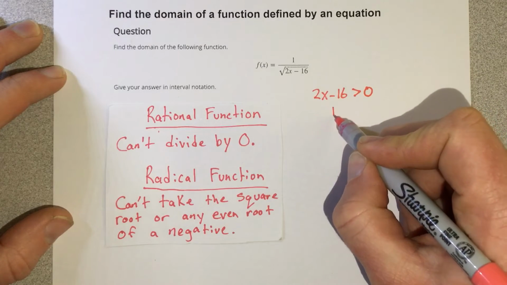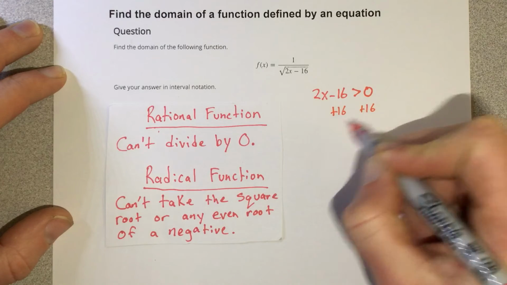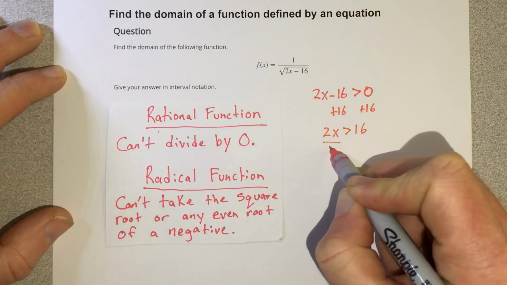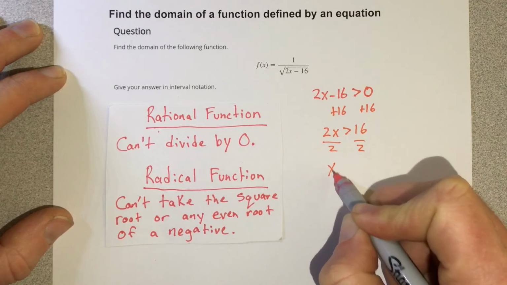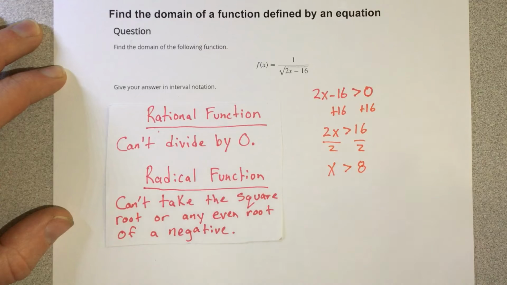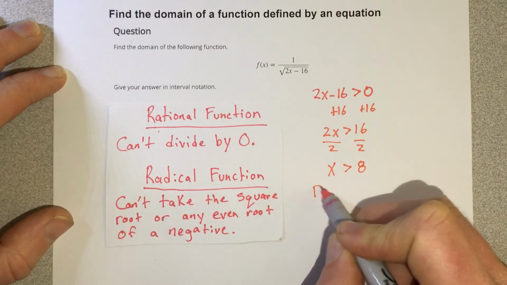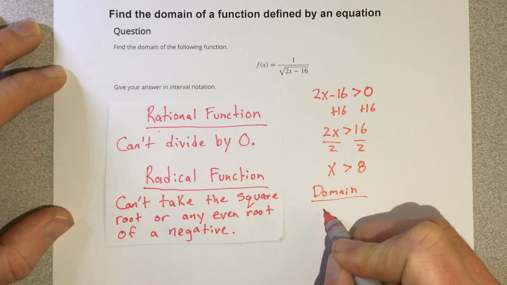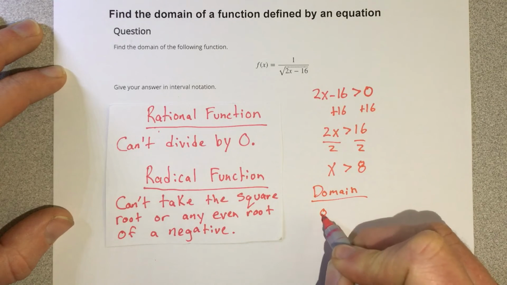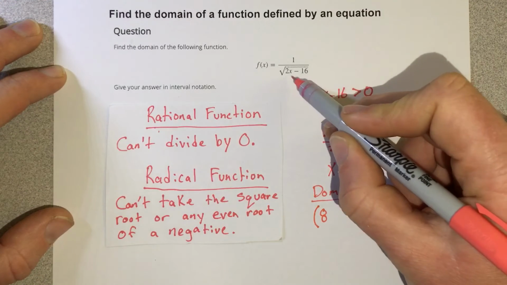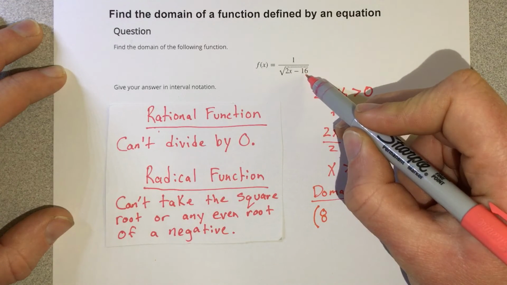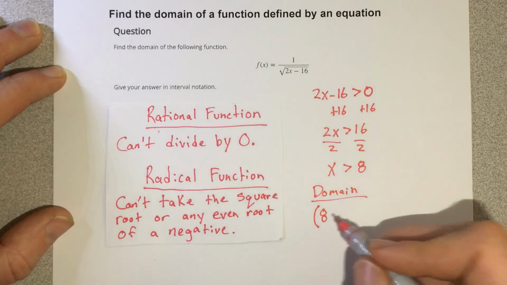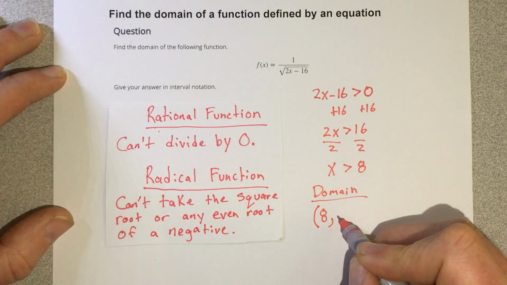If I solve this inequality by adding 16 to each side, I get 2x greater than 16, and then dividing by 2 on each side, I get x greater than 8. So my domain then is going to be 8 as the smallest number, but I cannot equal 8 because if I plug 8 in here, I get 16 minus 16, which is 0, and the root of 0 would be 0, and I can't divide by 0, so I put a parenthesis, and I'm going to infinity.